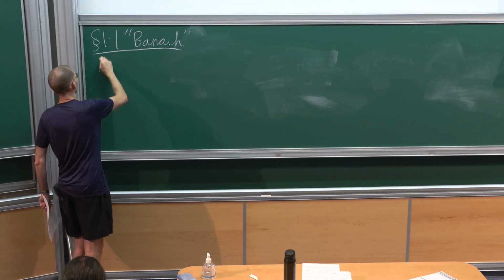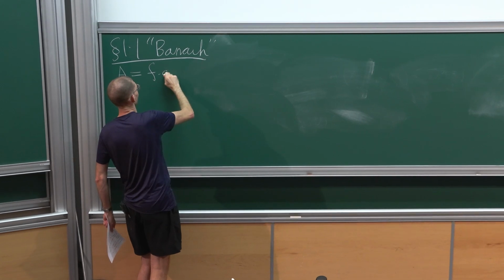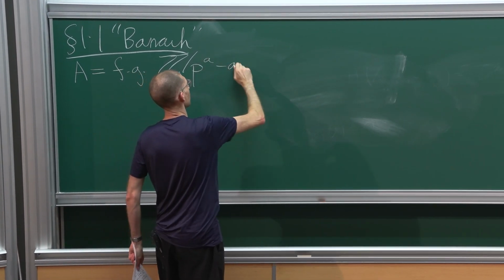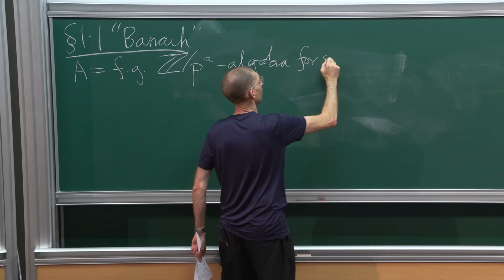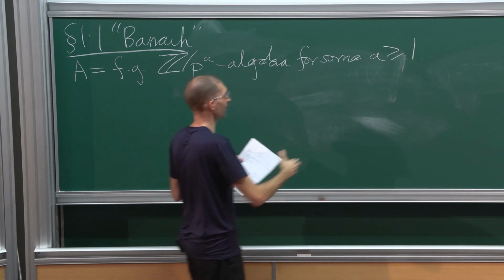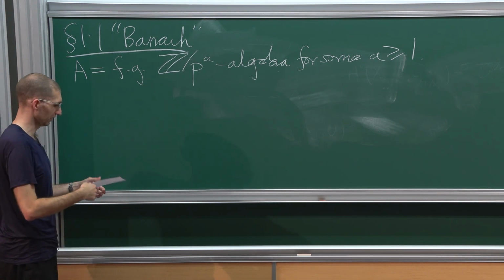So I'm going to have some coefficient ring. My coefficients are going to be called capital A, and this is just going to be a finitely generated Z mod p^a algebra for some a greater than or equal to 1. So, I mean, a can vary, so all I'm talking about is finitely generated algebras in which p is nilpotent.